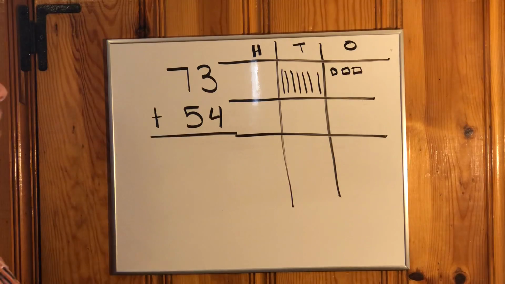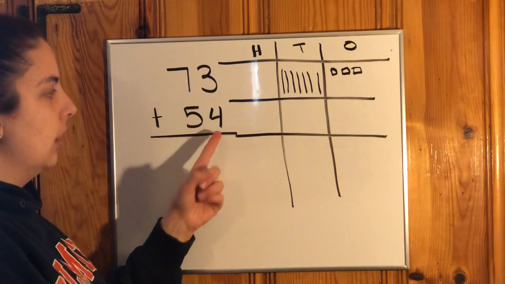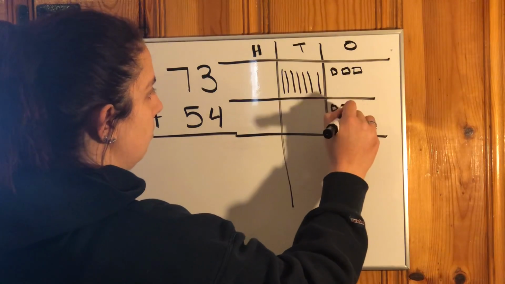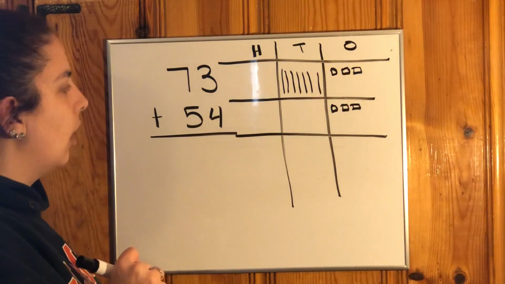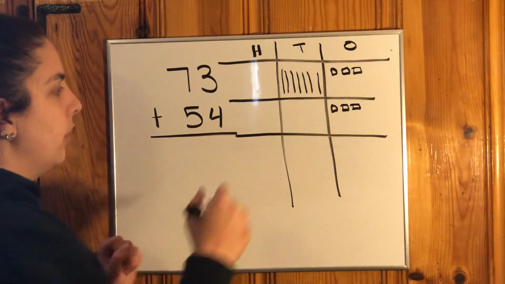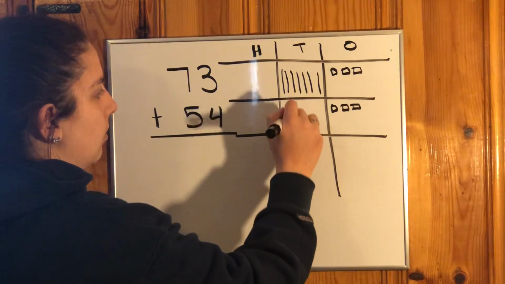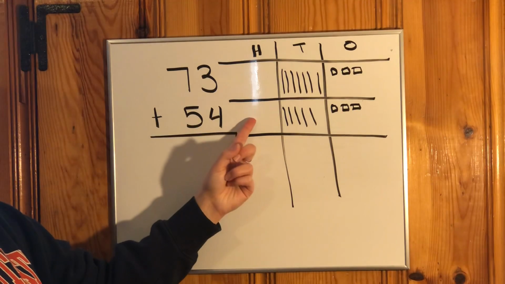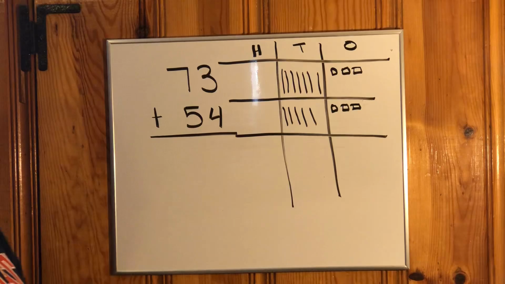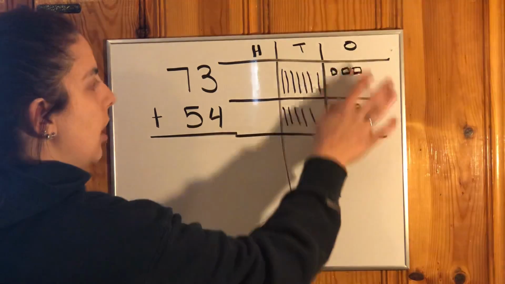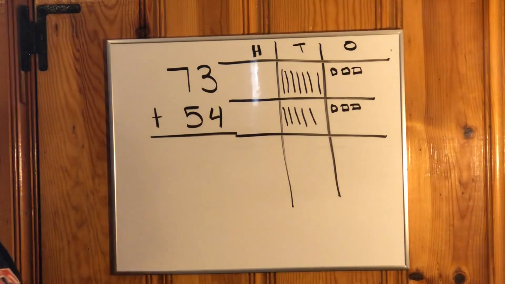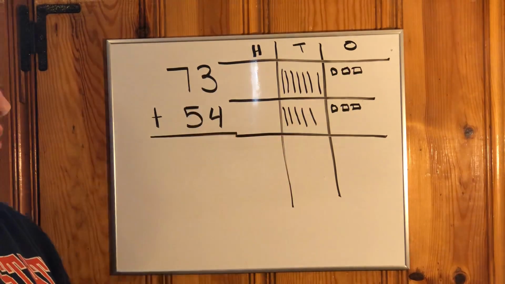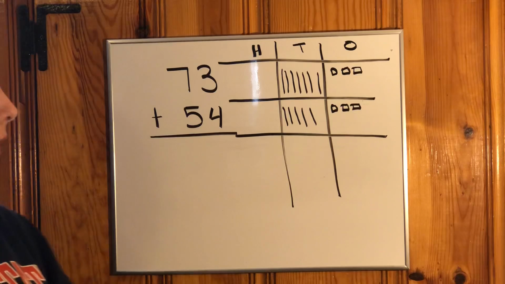All right, 54. How many ones? 4. 4 little squares. Okay, how many tens? 5. So I'll draw 5 sticks again. 3, 4, 5. Anything in the hundreds? No. So do I need to draw anything there right now? No. Okay, so now I'm going to count up my ones and my tens. If I need to regroup, if I need to turn anything into a 10 or 100, I'll use a different color so you can see that.